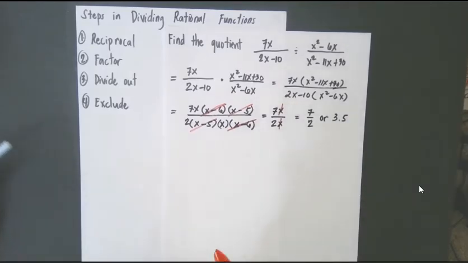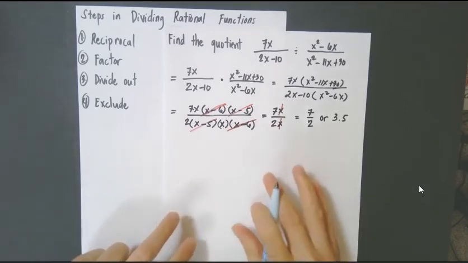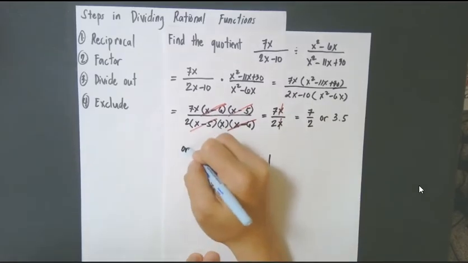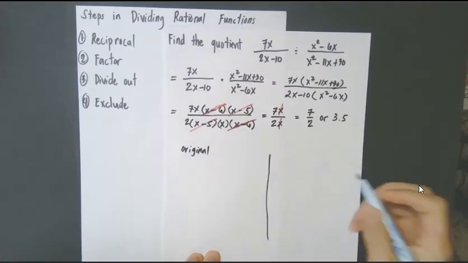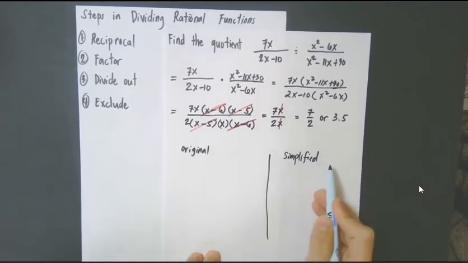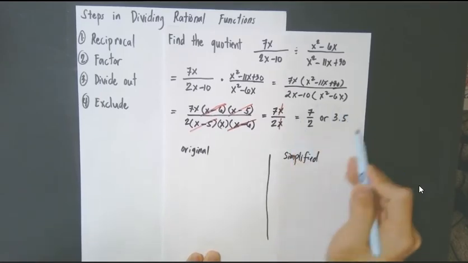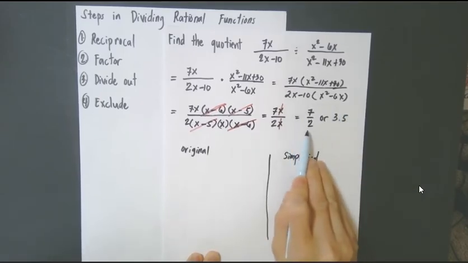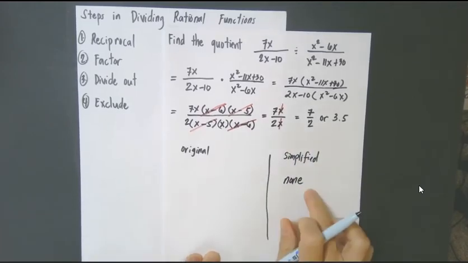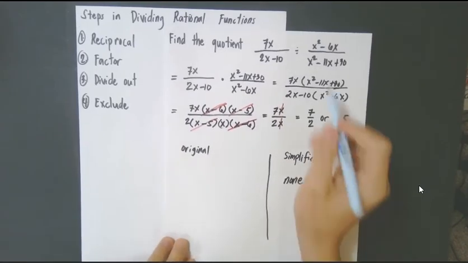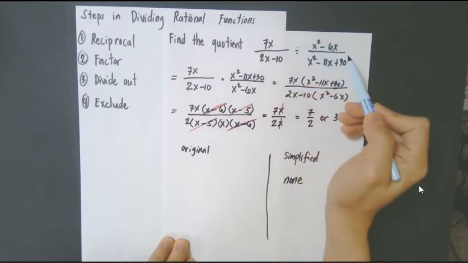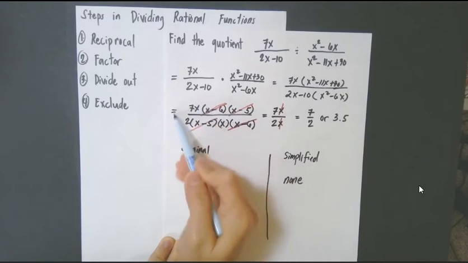Now, to solve for the excluded value, we will be using again the comparison table. So we have here the original and the simplified. Let's start with the simplified form, which is this one. So if you try to see, there is no variable at the denominator, so meaning there will be no excluded value. Now for the original, which is the given expression here, we just need to go to the factored form, which is this part over here.